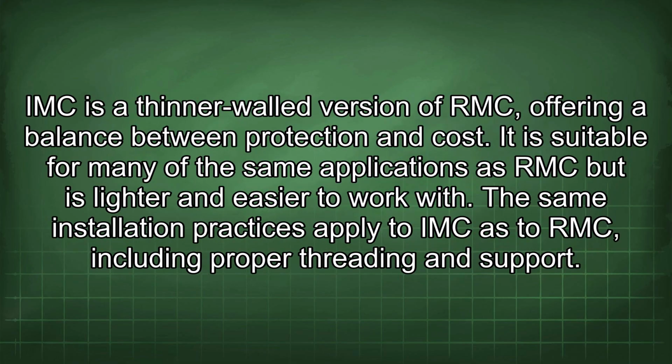Intermediate metal conduit, or IMC, is another option detailed in Article 346. IMC is a thinner-walled version of RMC, offering a balance between protection and cost. It is suitable for many of the same applications as RMC but is lighter and easier to work with. The same installation practices apply to IMC as to RMC, including proper threading and support.